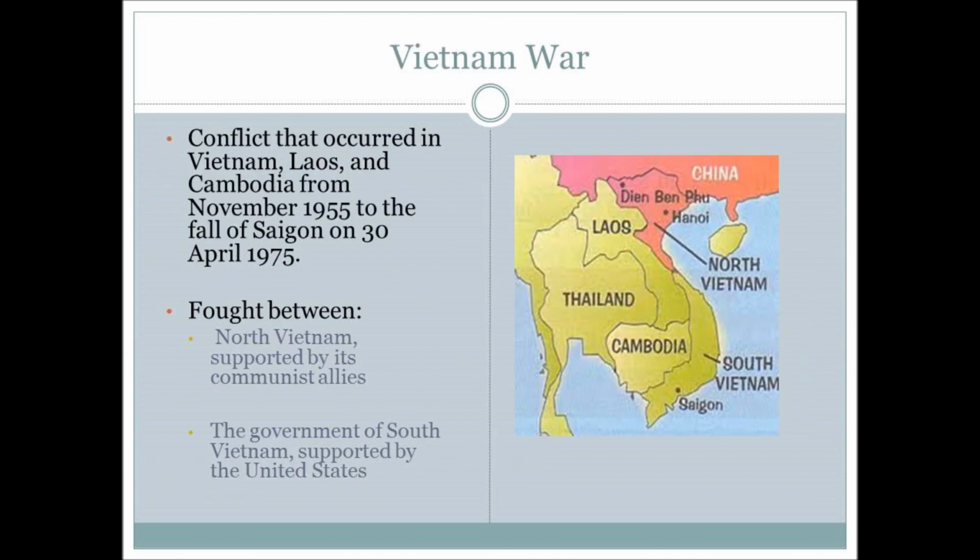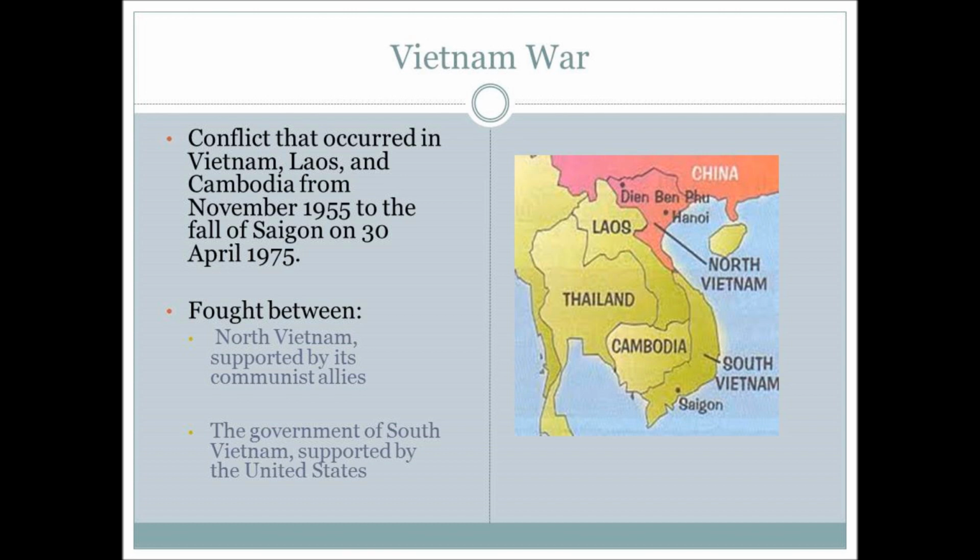What is more discussed in the history of America, more so than the Korean War, is the Vietnam War. The Vietnam War was a conflict that occurred in Vietnam, Laos, and Cambodia from November 1955 until the fall of Saigon on the 30th of April, 1975. It was fought between North Vietnam, supported by its communist allies, and the government of South Vietnam, which was supported by the United States.